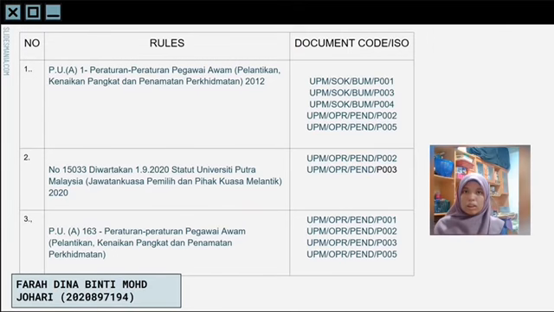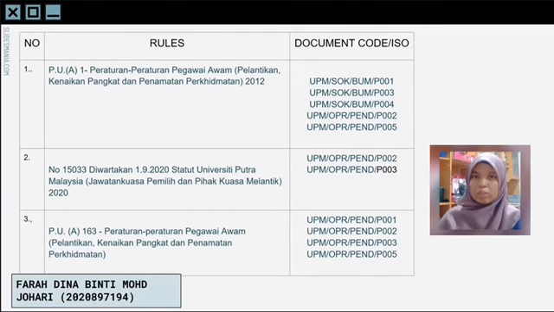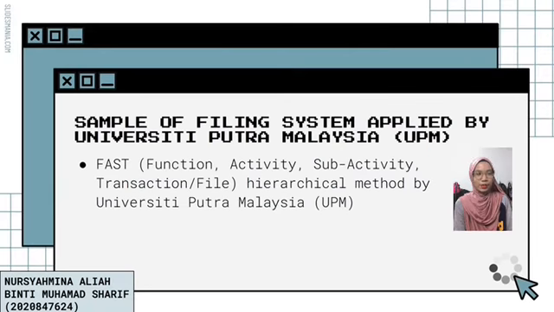The document code is UPM/OPR/PEN/P002, UPM/OPR/PEN/P003, and for number 3, PU-A1, Klik 3, Peraturan Pegawai Awam Pelantikan Kenaikan Pangkat dan Penamatan Perkhidmatan. The document code is UPM/OPR/PEN/P001, UPM/OPR/PEN/P002, UPM/OPR/PEN/P003, UPM/OPR/PEN/P005. Next, we move to the sample of the filing system applied by Universiti Putra Malaysia, UPM.